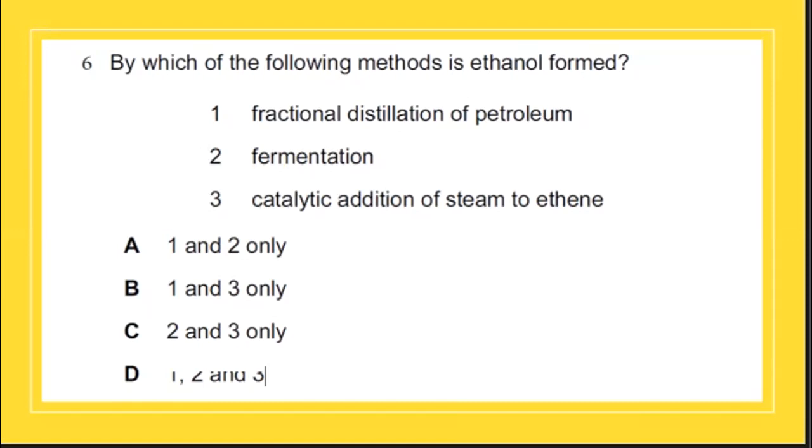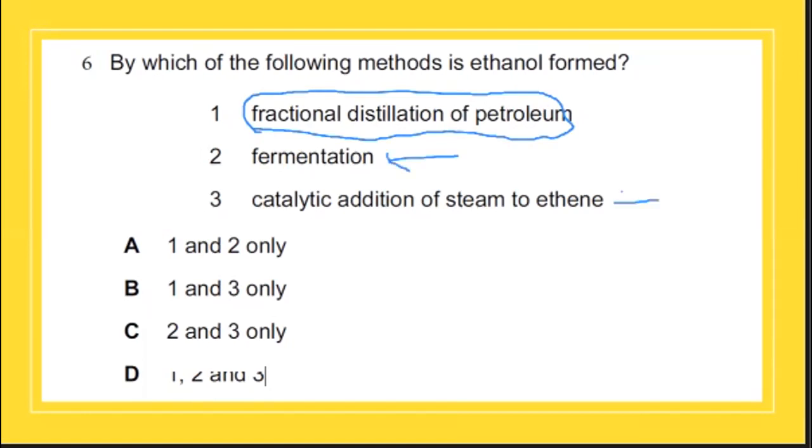Ethanol is not formed from fractional distillation of petroleum, right? This can give you alkanes or alkenes, but ethanol is formed from fermentation and it is also formed from catalytic addition of steam to ethene. So the answer is 2 and 3 only. So your answer is C as in cat.